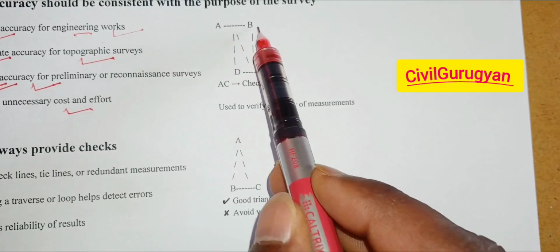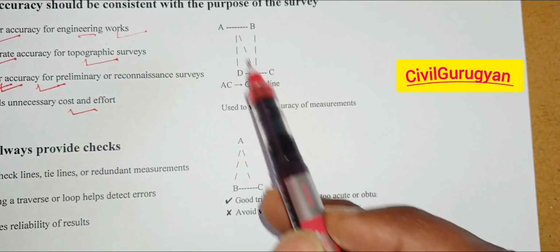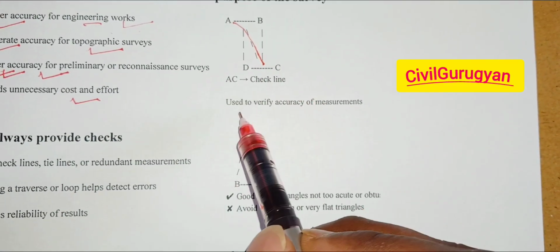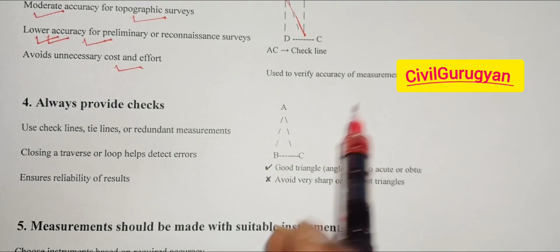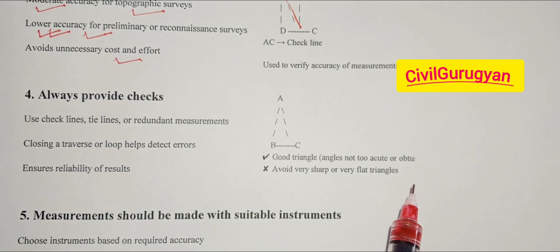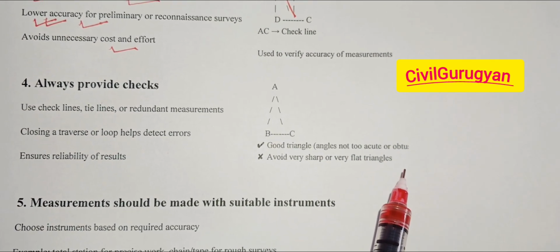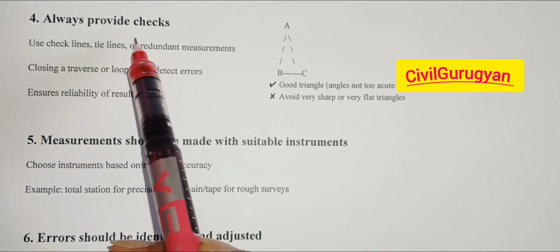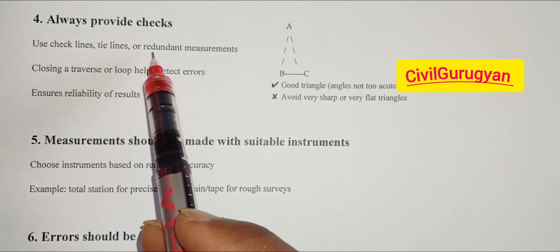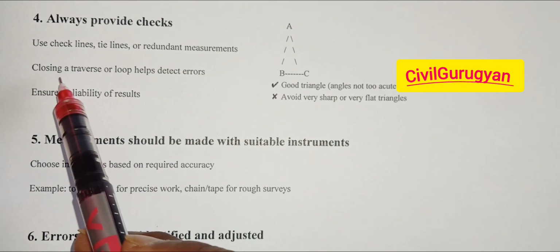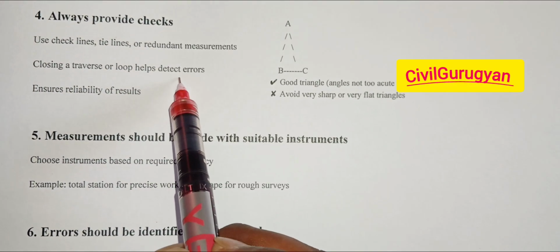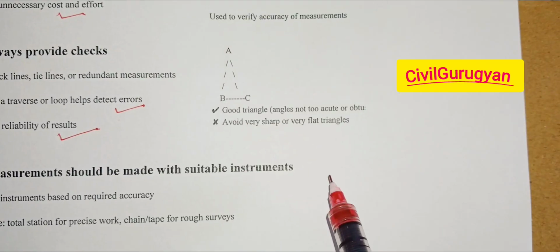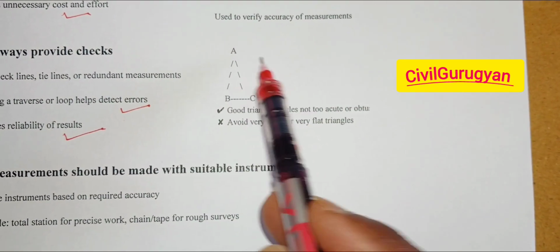From the figure, we can see A, B, C, and D are the points, and A to C is the check line. It is used to verify the measurements. AC is the check line which is used to verify our measurements. Now, point number 4 is always provide checks. Use check lines, tie lines, and redundant measurements. Closing a traverse or loop helps detect errors. Ensure reliability of results.